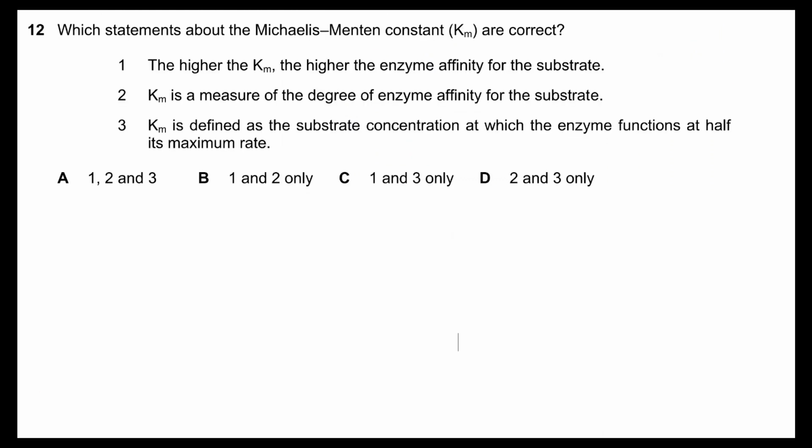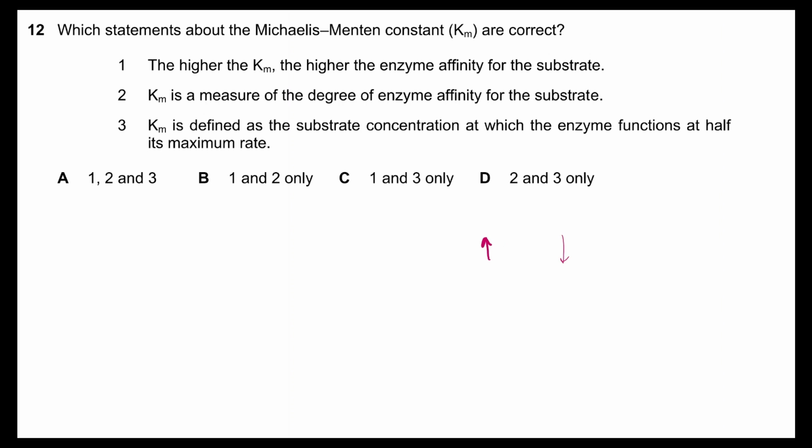Question number 12, which statements about Michaelis-Menten constants are correct? Now the definition of a Michaelis-Menten constant is that it is the concentration of substrate at which we reach half Vmax, and it's the measure of the affinity of the enzyme. So as the Michaelis-Menten constant increases, the lower the affinity, and as the Michaelis-Menten constant decreases, the higher the affinity of the enzyme for the substrate. Now let's see the suggestions that we have here.